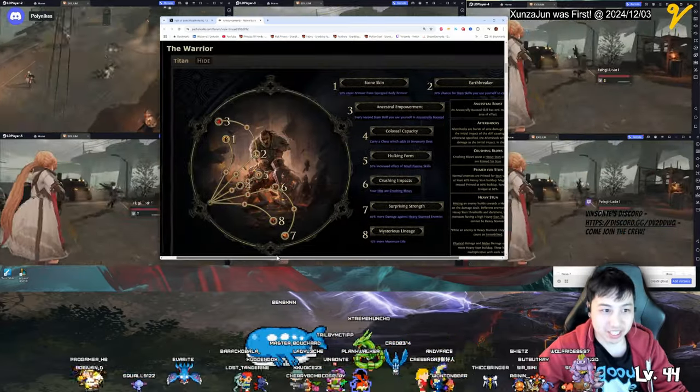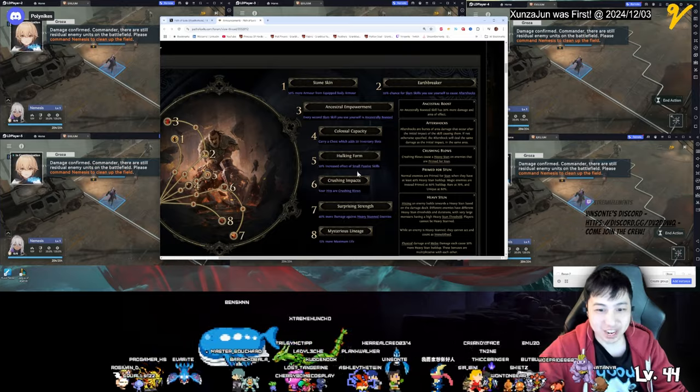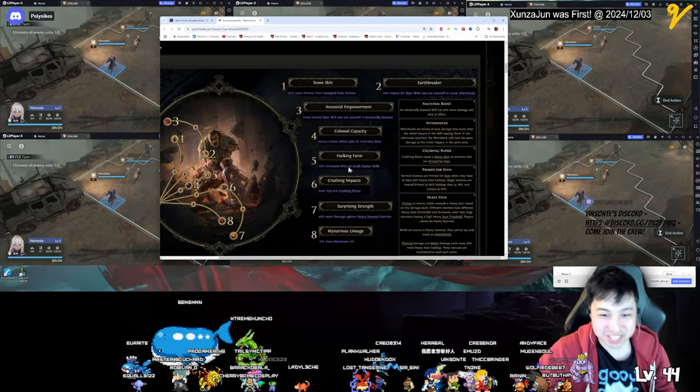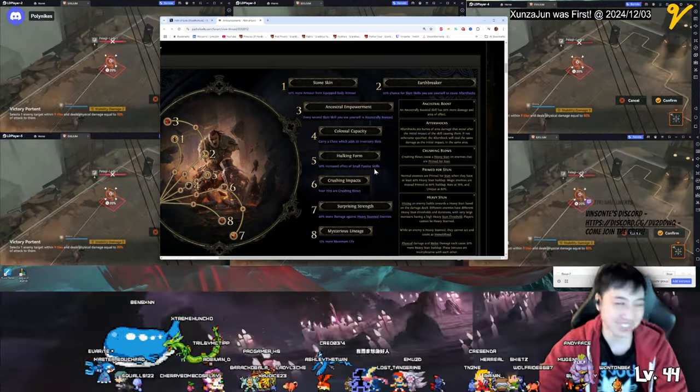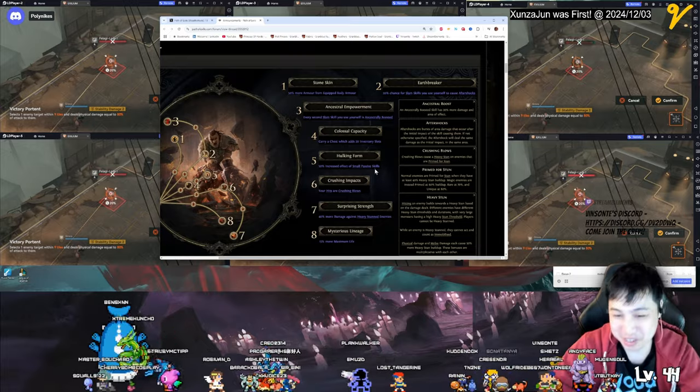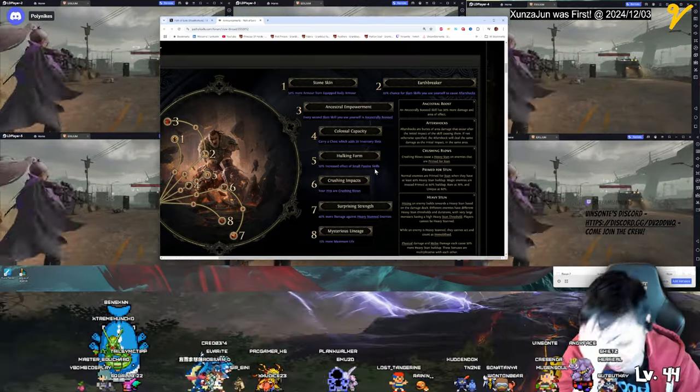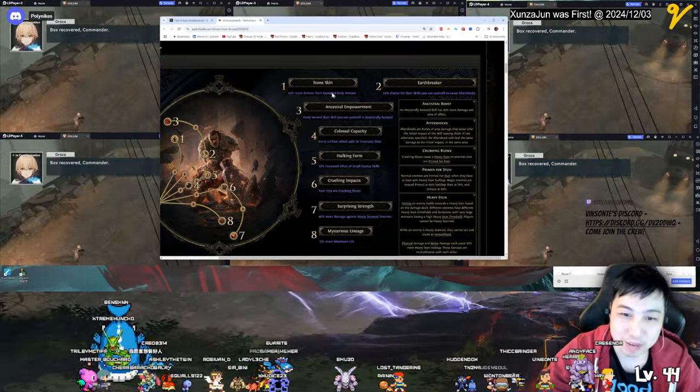Then we have the Titan. And right off the bat, you see this 50% increased effect of small passive skills. This is double all of it. I mean, not double, 50% more of your whole tree. The small ones, right? You get extra stats. And then 50% more armor from your armor.